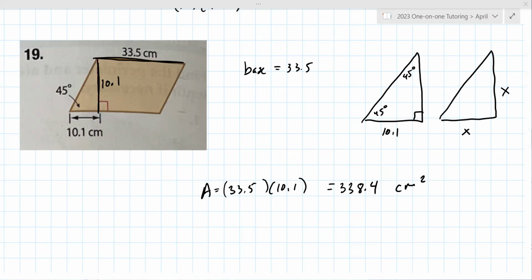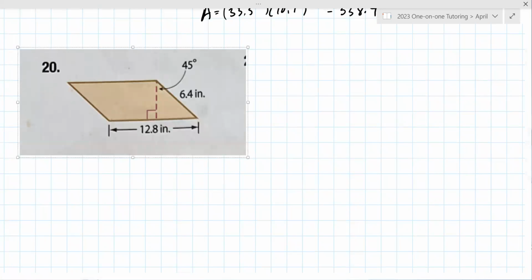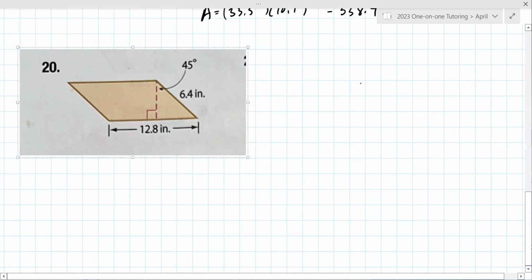All right. Next one here. Next one is really similar. Do you want to try 20 on your own? It's really similar to 19. Actually, I take that back. It is a little different here.